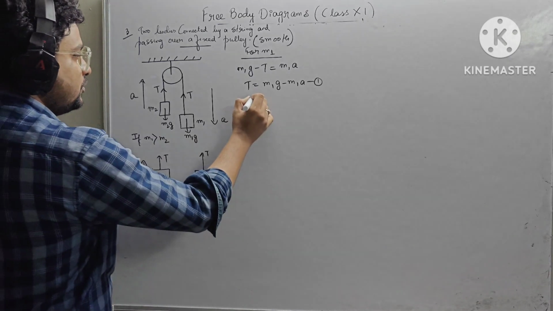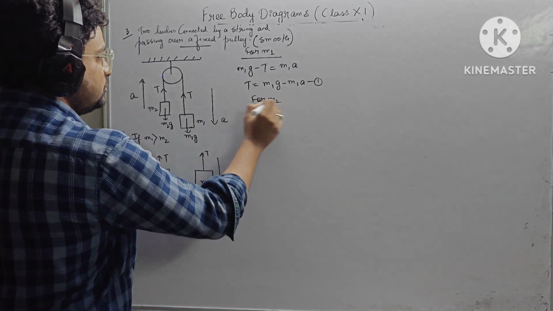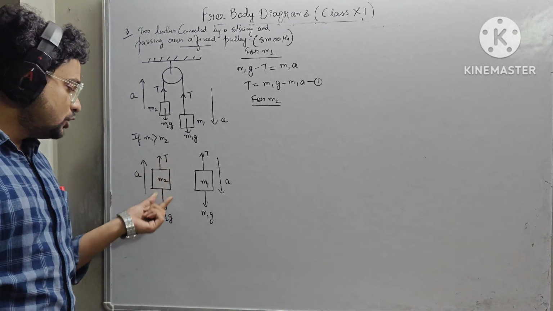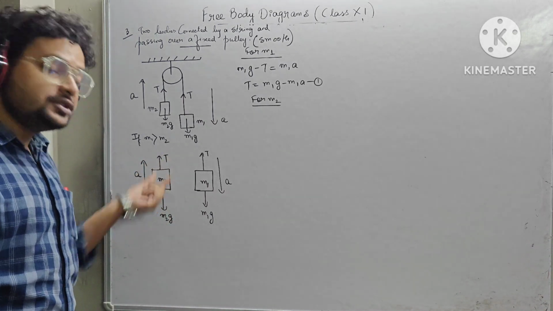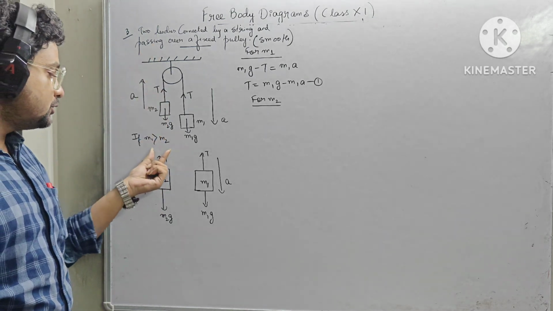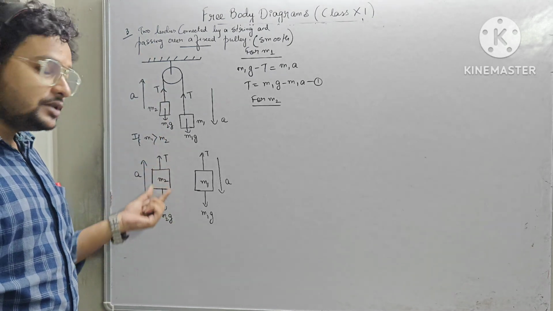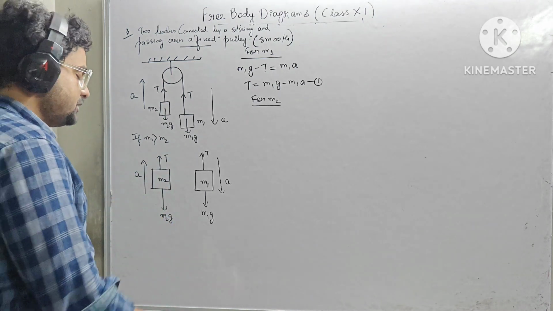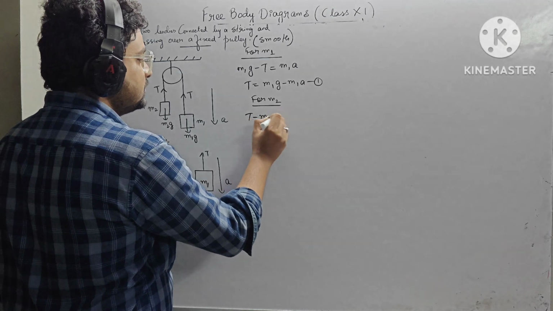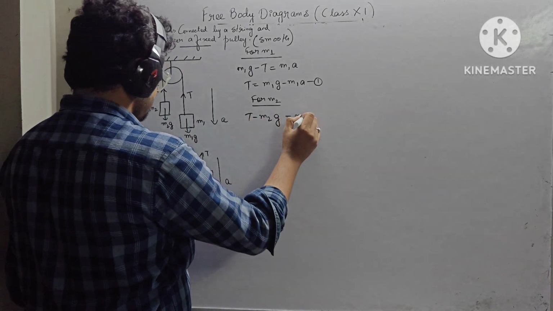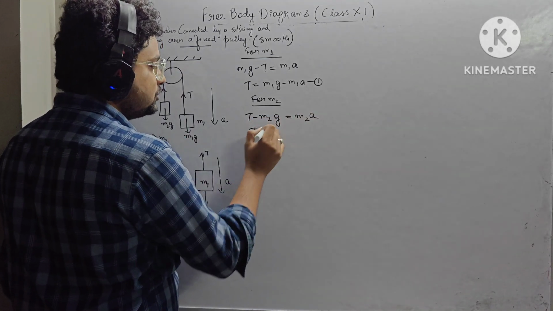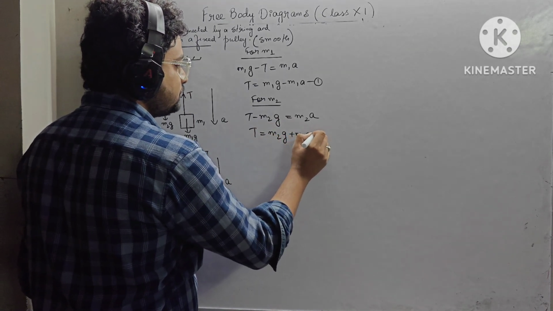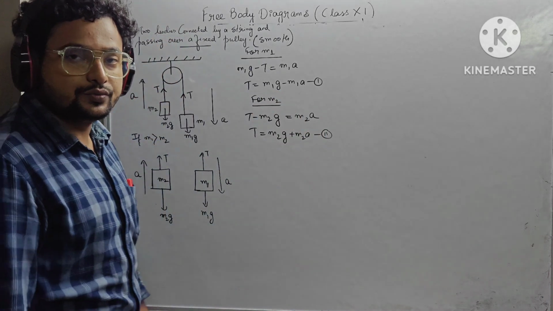Let us see for this body, for M2. For M2, you see, M2G is acting, T is acting. Which is greater? T is greater because this body is moving up. So T is greater than M2G. So the resultant force is going to be T minus M2G. So T minus M2G will be equal to M2A. From here also you find out T. That is M2G plus M2A. This is your equation 2.